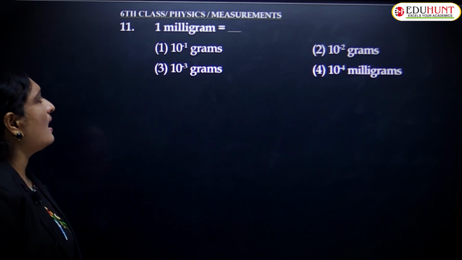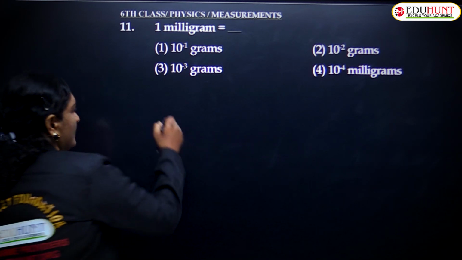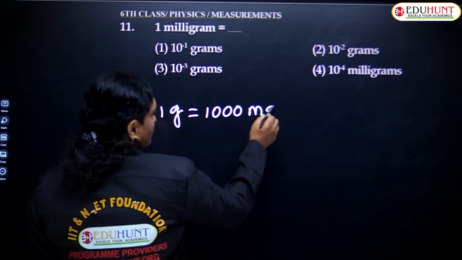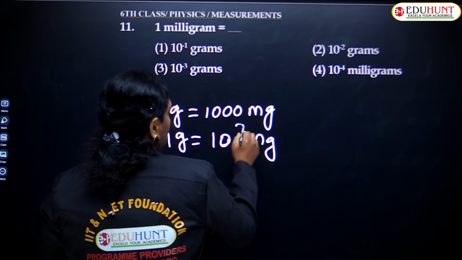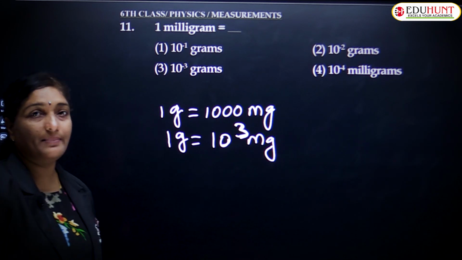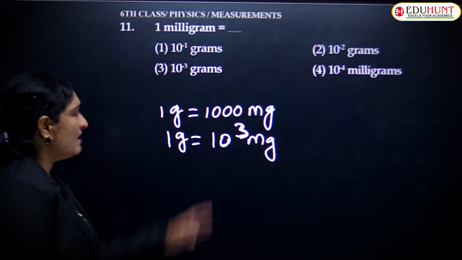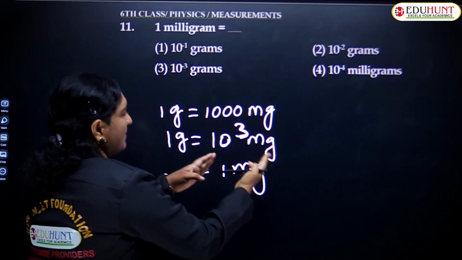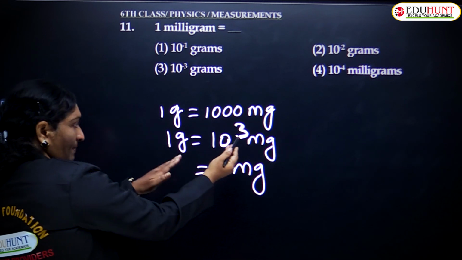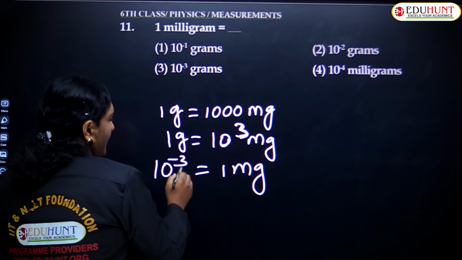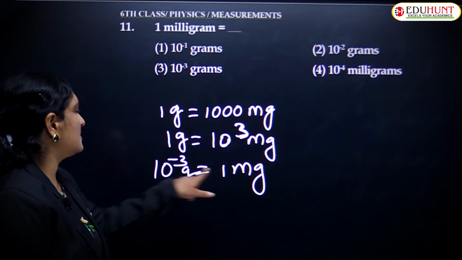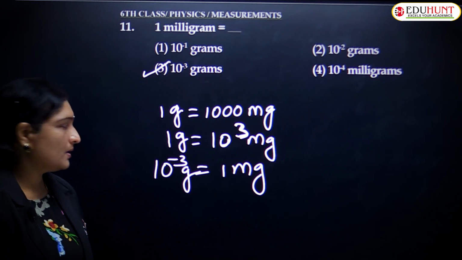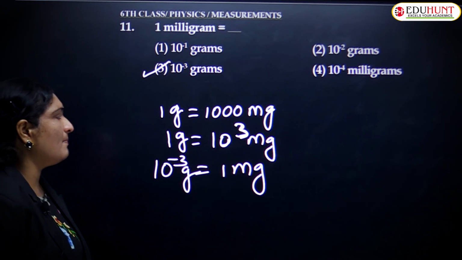Next, 1 milligram is equal to how many grams? I told you that 1 gram is equal to 1000 milligram, isn't it? 1, 2, 3, so 10 power 3. 1 gram is equal to 10 power 3 milligram. If I want 1 milligram here, I need to bring this 10 power 3 to the other side. If you bring 10 power 3 to the other side, it will become 10 power minus 3. So 1 milligram is equal to 10 power minus 3 gram. Here is your answer. Are you getting me?